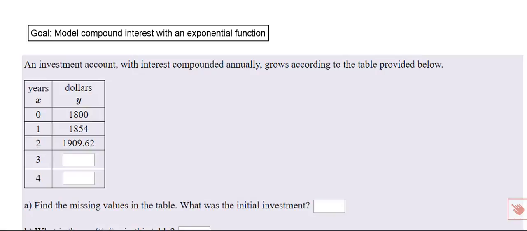In this video, we're going to model compound interest with an exponential function. So we have a setting with an investment account where interest compounds annually, and it grows according to this table. Everything we need to know is going to be built into this table. Our first thing we're going to try to do is figure out what our multiplier is.